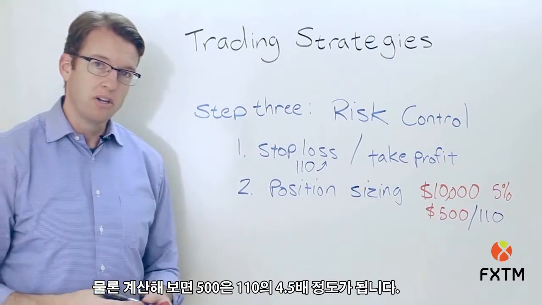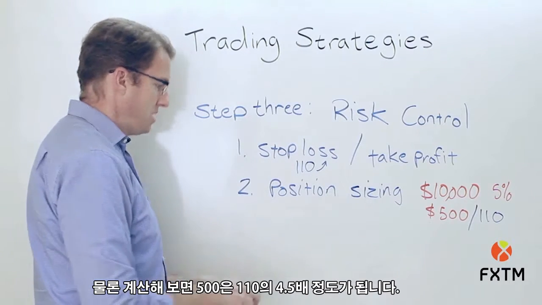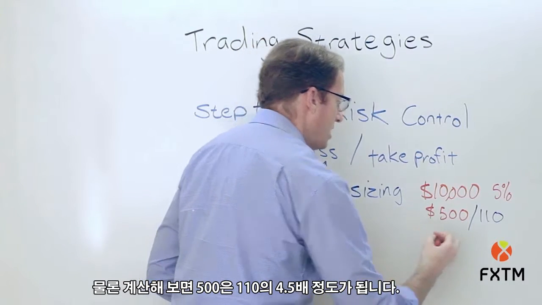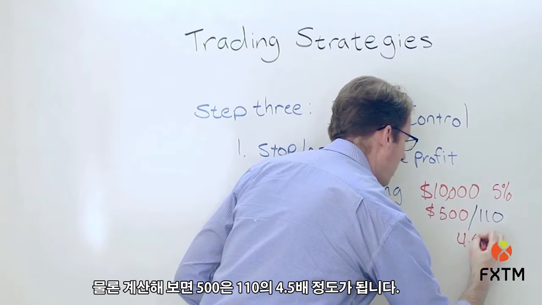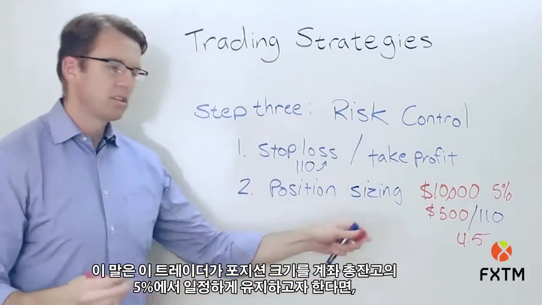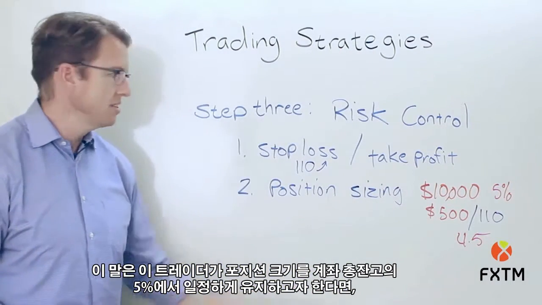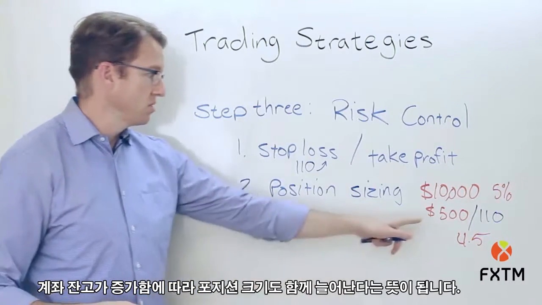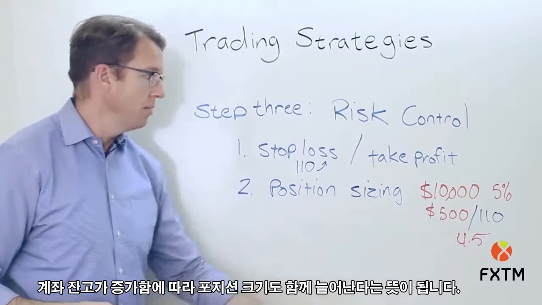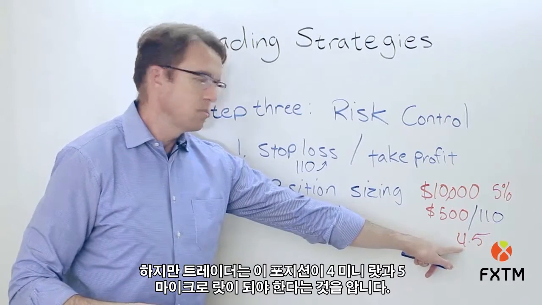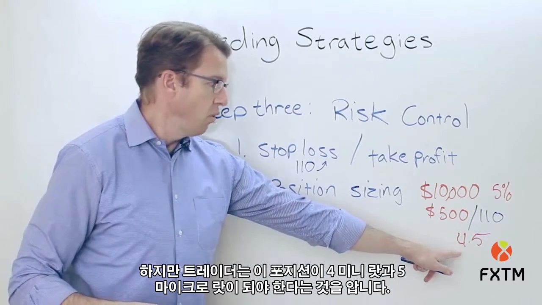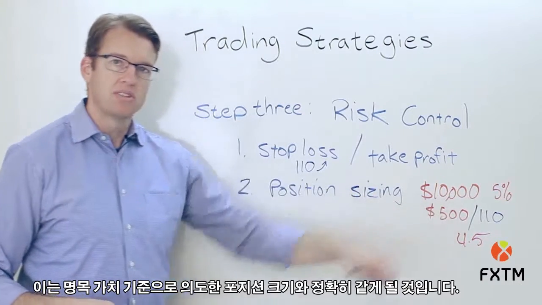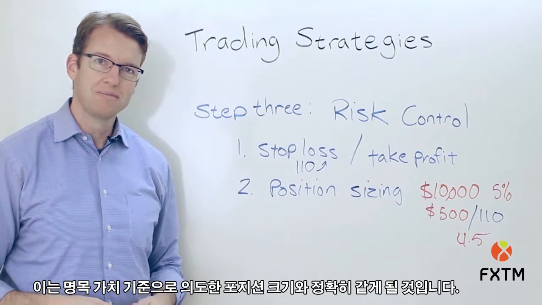Now, if we do that, we'll find that 110 goes into 500 about 4.5 times. So that means that a trader here, if they wanted to maintain a consistent position size of 5% of their account equity, and as their account equity grows their position size in dollar terms will continue to go up, knows that this position deserves a size of, let's say, 4 mini lots and 5 micro lots. So that would equal exactly what their position size was planned to be in notional terms.